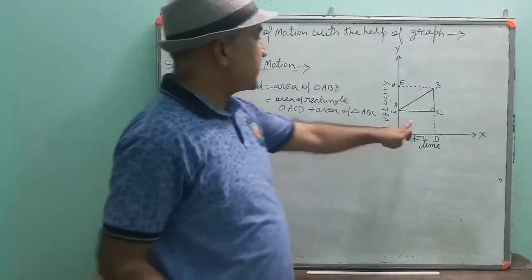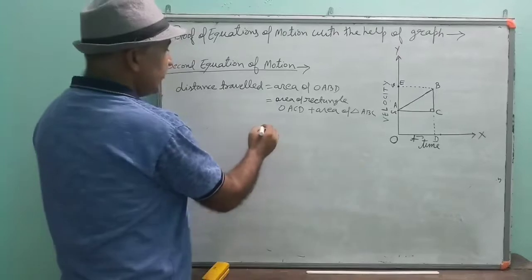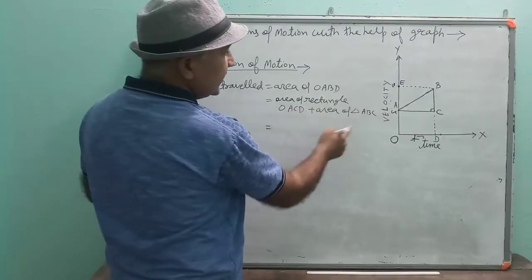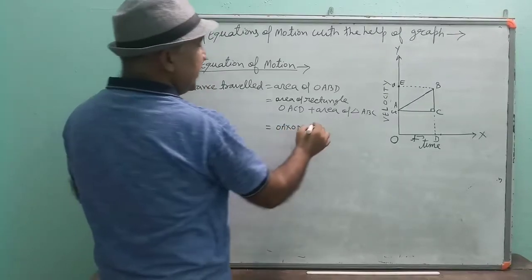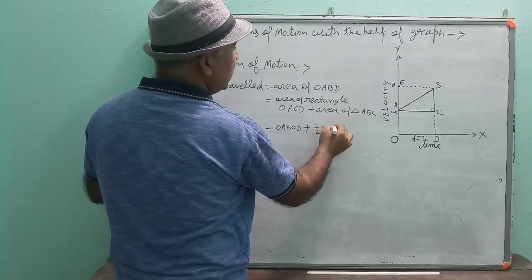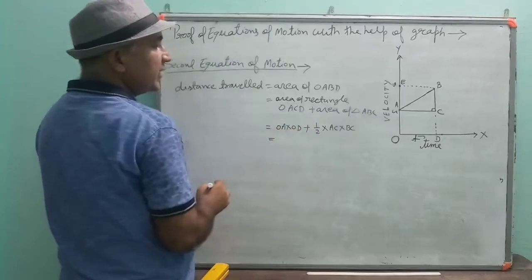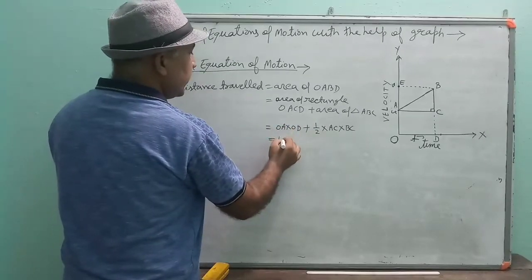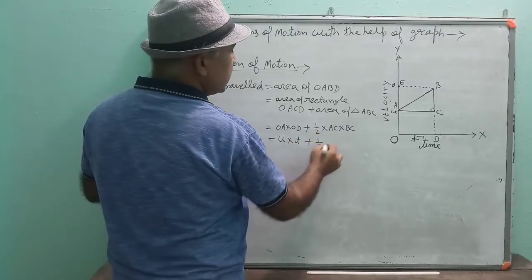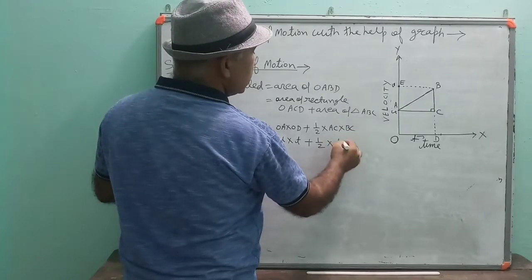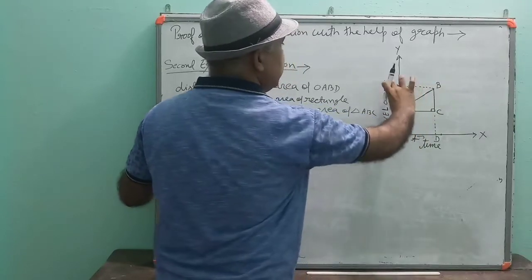Can you see this? This is the rectangle OACD and ABC is the triangle. Find out its area. Area of rectangle will be equal to OA into OD plus area of triangle will be half into base into height. That is the formula for area of the triangle. Now put the values. OA is u into OD is time t plus half into AC is time t and BC. What is the value of BC? v minus u.